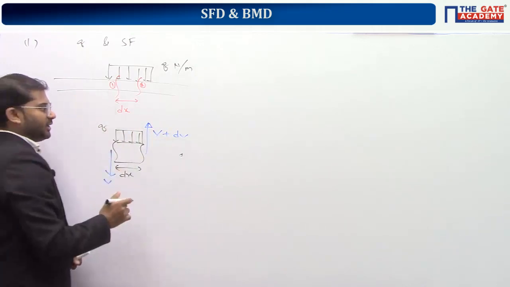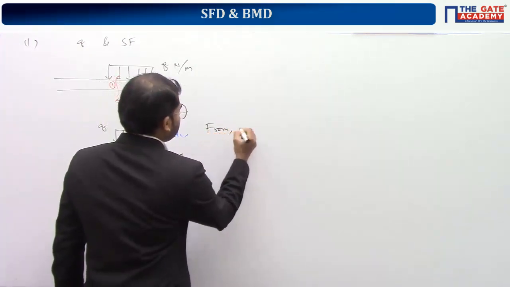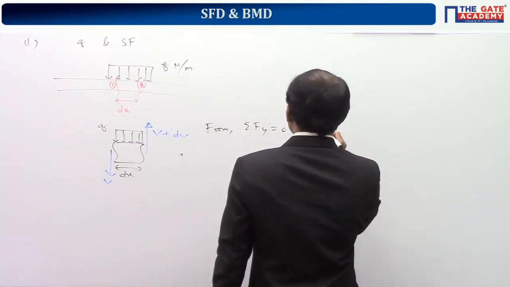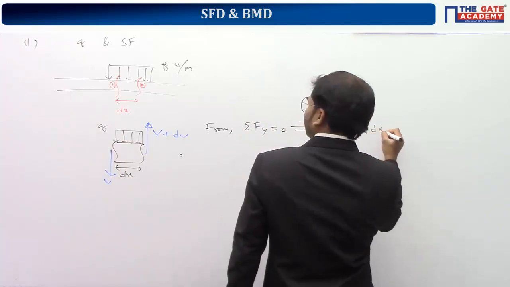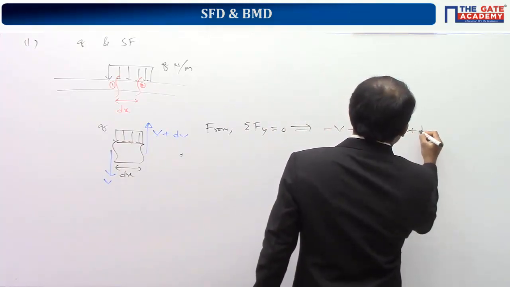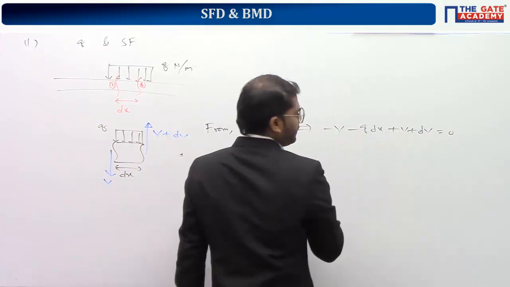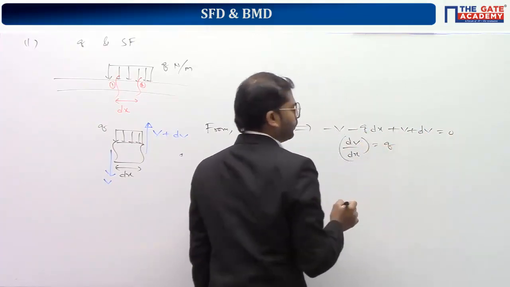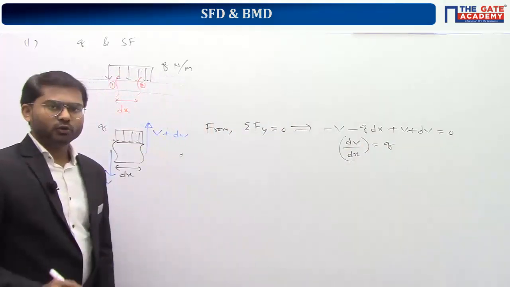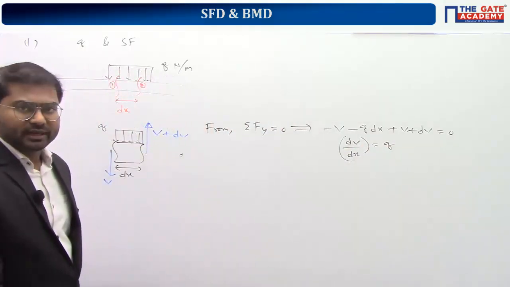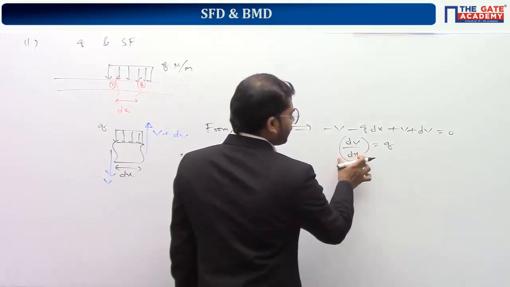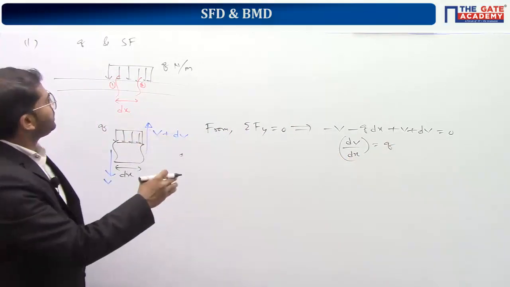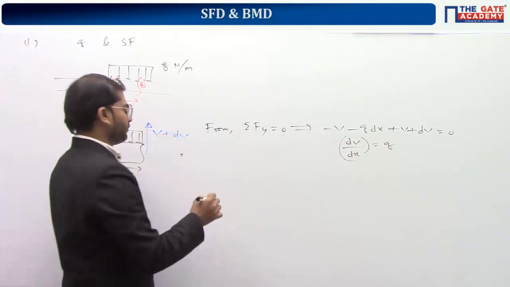So let's apply equilibrium condition. From the condition that net force in y direction is equal to 0, this gives us minus V minus Q into dx plus V plus dV is equal to 0. This gives us the result that dV by dx is equal to Q. Understand? That means it is giving us the result that slope of the shear force diagram is nothing but the magnitude of load intensity.